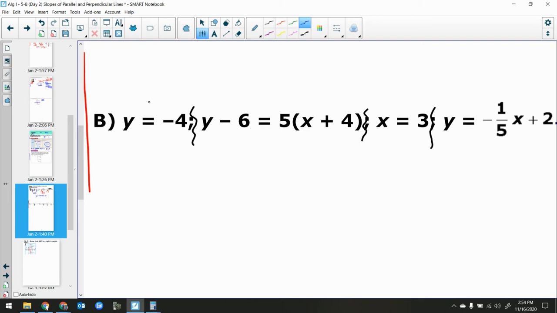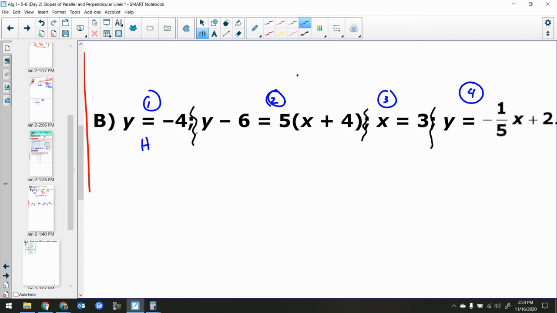Okay, so this is equation 1, this is equation 2, this is equation 3, and this is equation 4. This is a horizontal line. Do I see any vertical lines? Bingo. That's a vertical line. I know this one is horizontal because it's a y equals. This is vertical because it's an x equals.